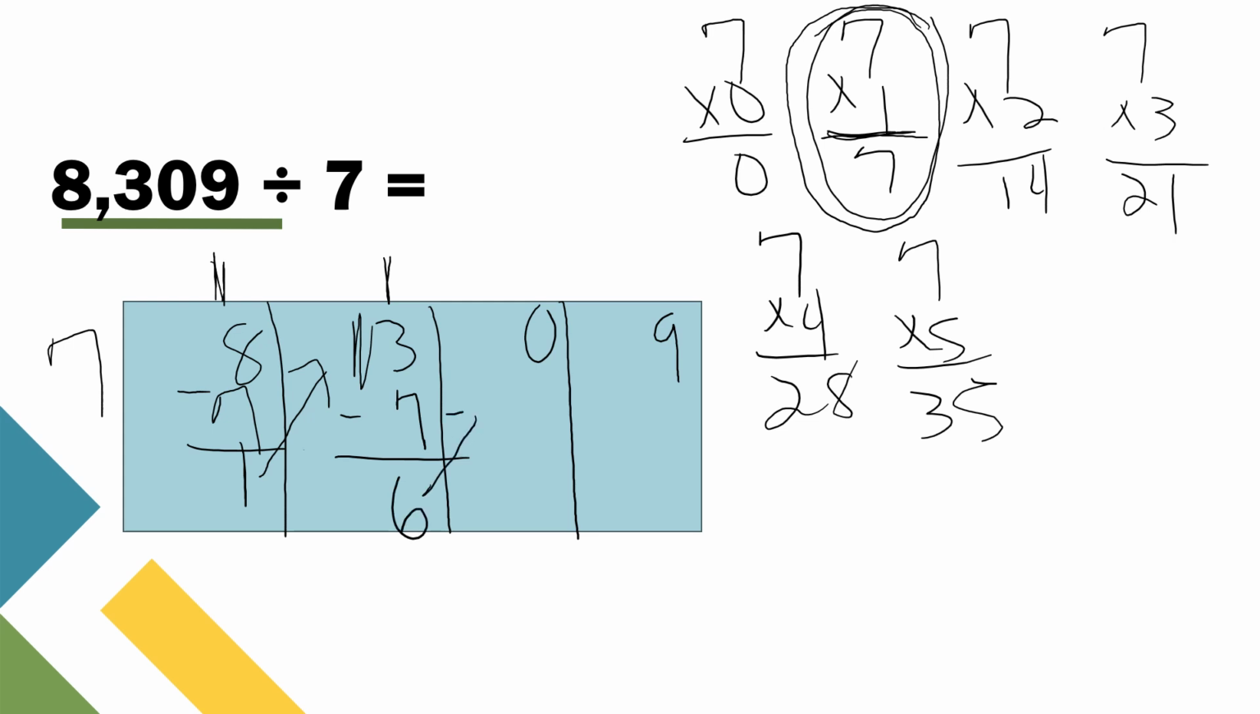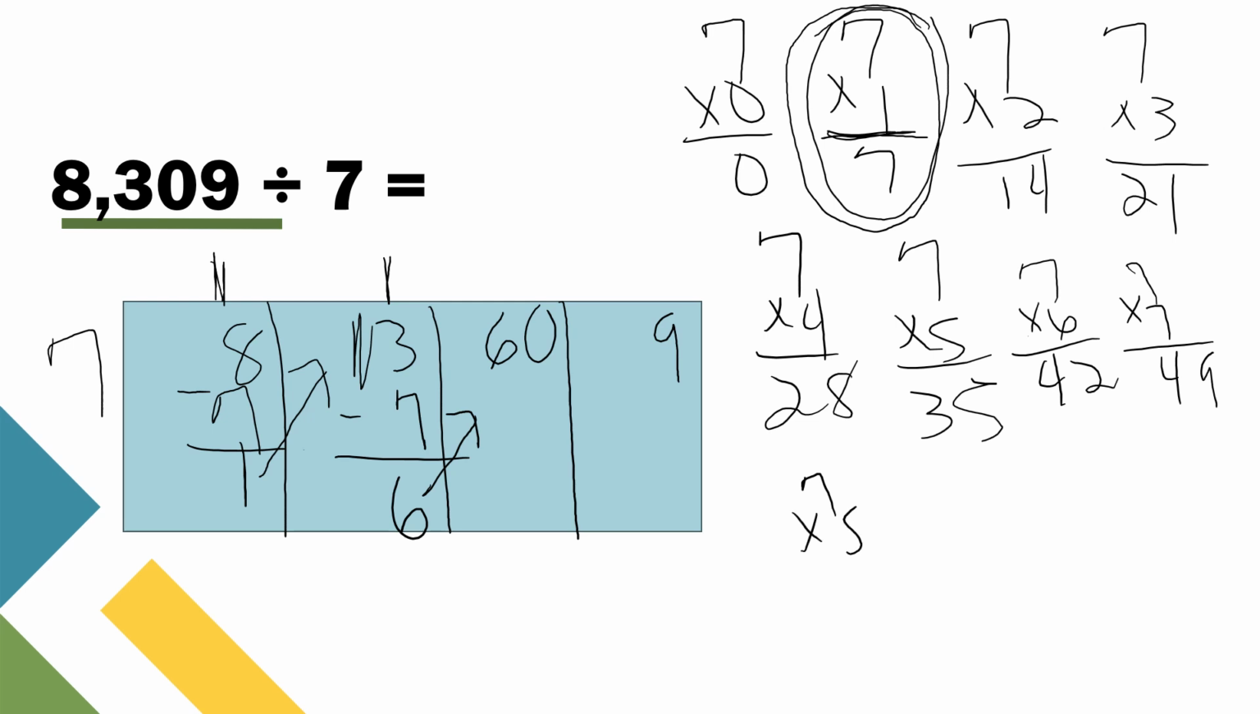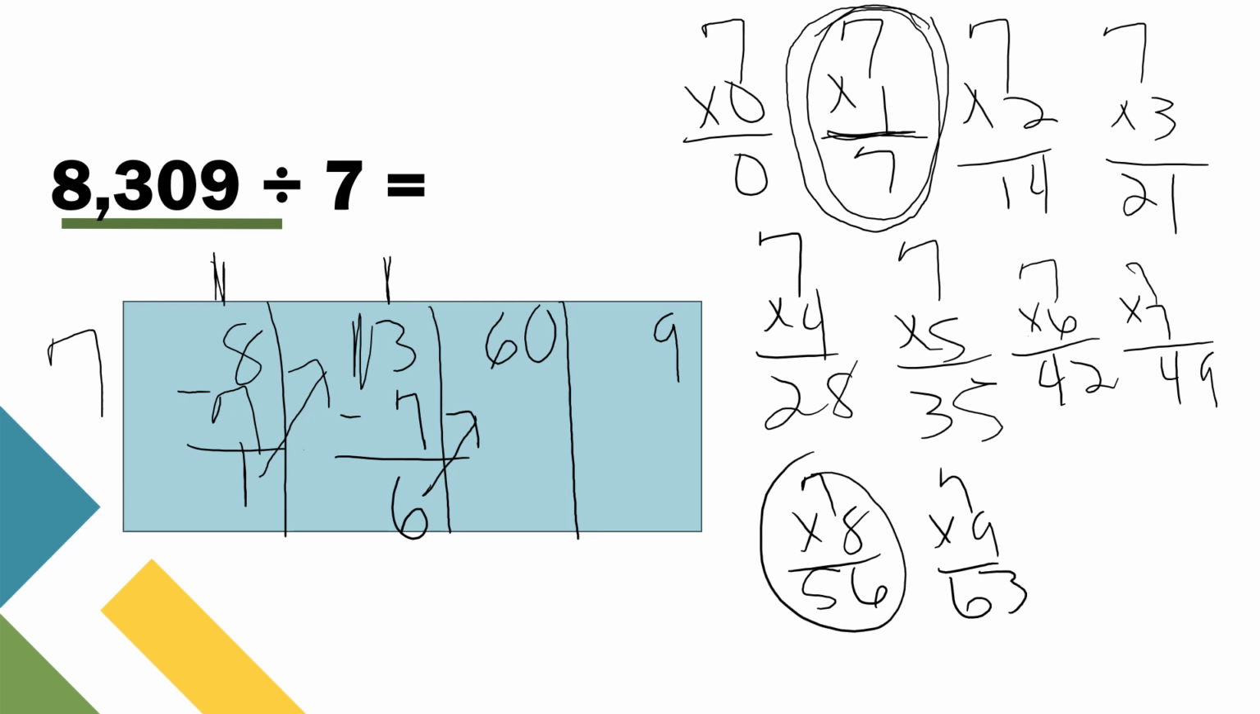Move that over to the next box, and now I'm looking for 60. I stopped at 35. Remember to keep going to see if that's the closest you can get. 42. 7 times 7 is 49. 7 times 8 is 56. And 7 times 9 is 63. So I'm going to use 56.